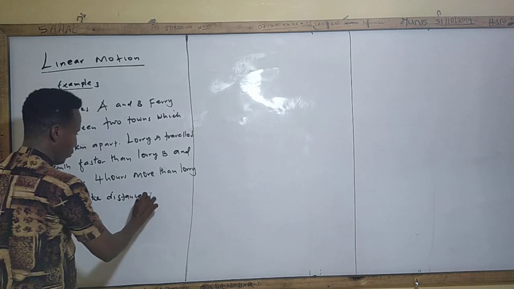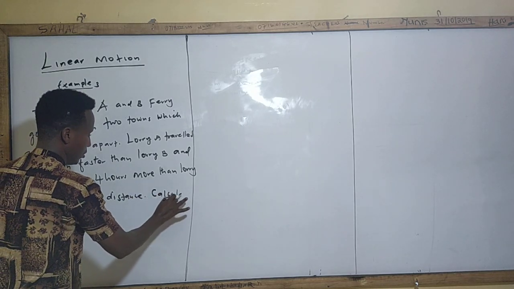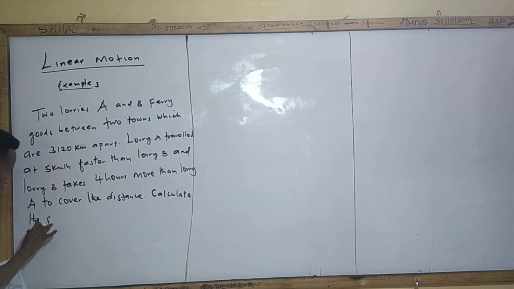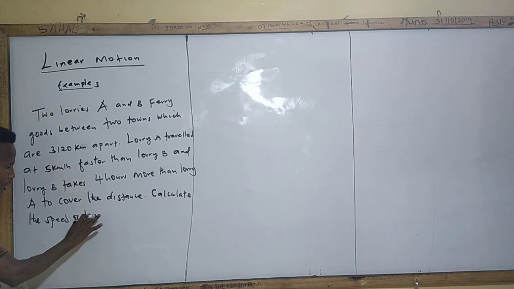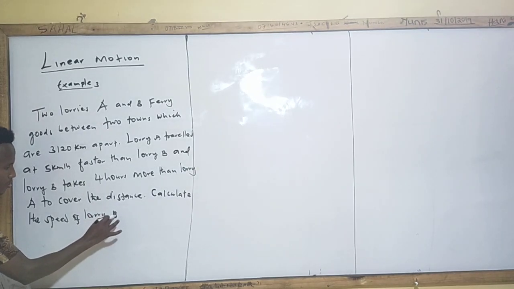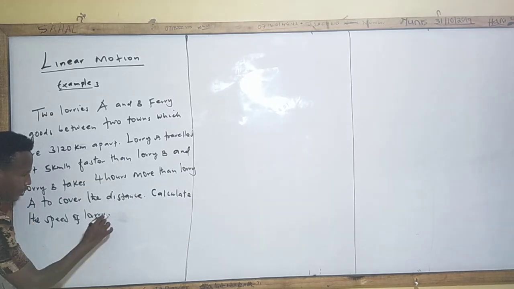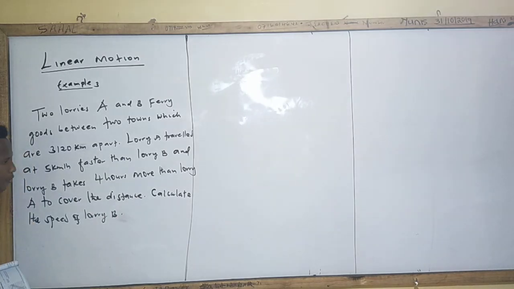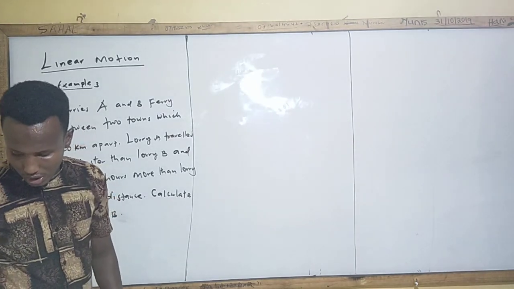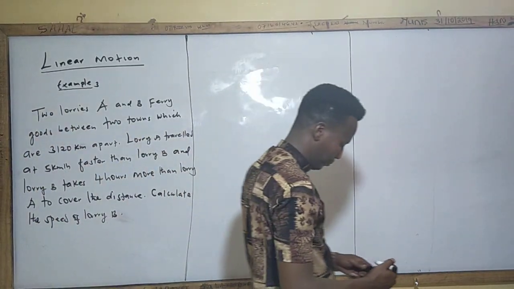Calculate the speed of lorry B. Your turn. Calculate the speed of lorry B, full stop. Now, understanding the nature of the question is very, very significant, okay?